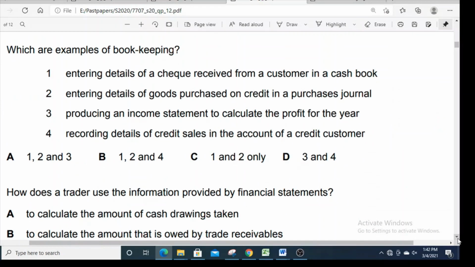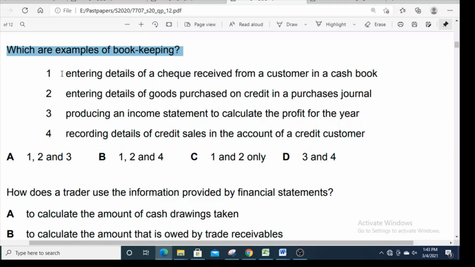Looking at number 1, which are examples of bookkeeping. At this point, students must know the difference between bookkeeping and accounting. Bookkeeping is about recording transactions on a daily basis, whereas accounting is using the same data which has been recorded as part of bookkeeping for preparation of financial statements and further procedures such as interpretation of accounts.